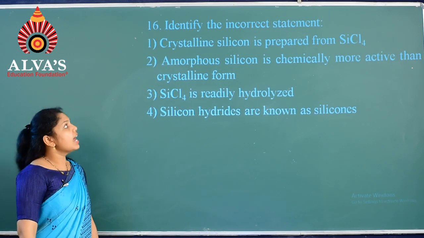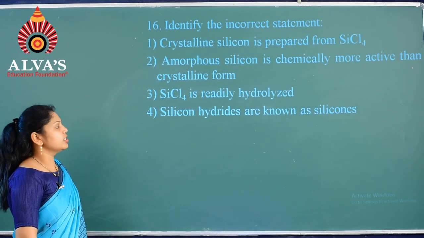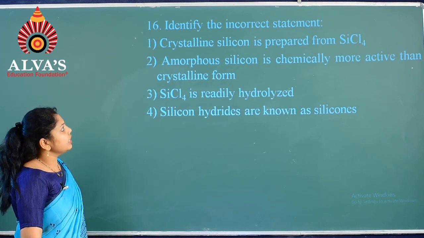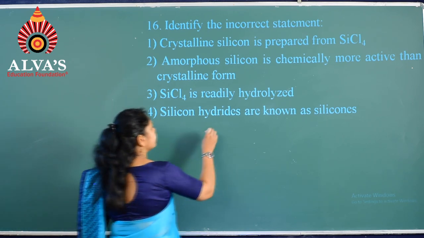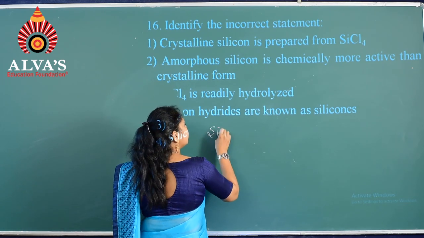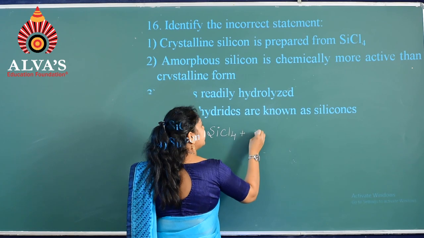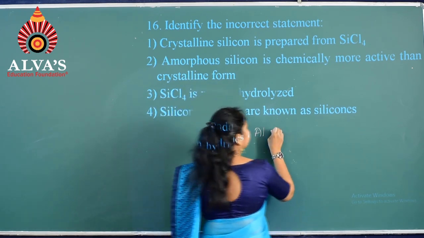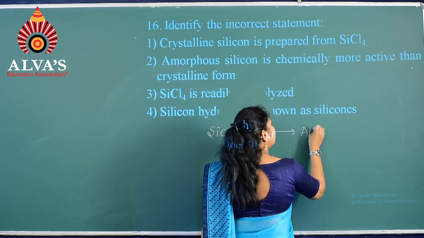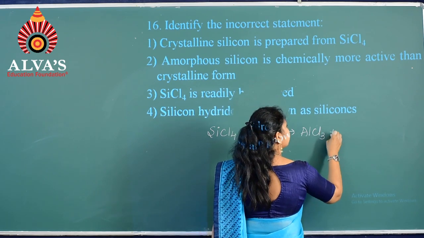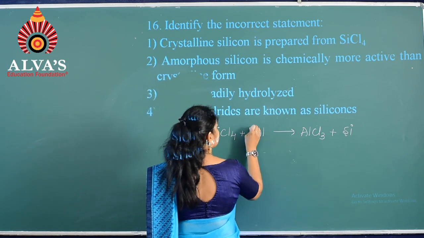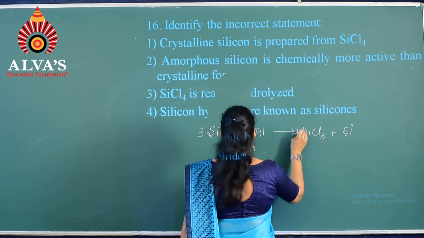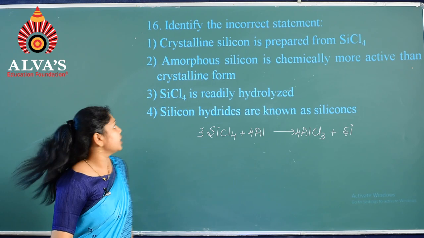Question number 16. Identify the incorrect statement. Crystalline silicon is prepared from silicon tetrachloride. So, this statement is correct. When silicon tetrachloride is treated with aluminium, it is going to give you aluminium chloride plus silicon. So, this statement is correct.